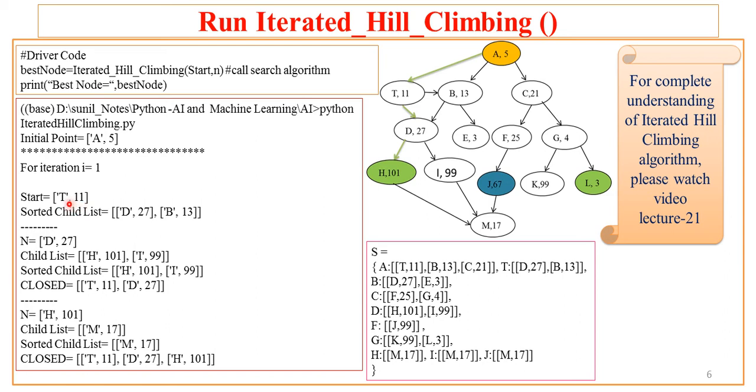Now the child nodes of T are B and D. Let us focus here on B and D. B has heuristic value 30 and D is 27, but the list is sorted, so in the sorted list D will be at the front and B will be the next element. Now in the next iteration our current node will be D. Let us focus here where I am pointing in this graph. For D there are two child nodes, H and I. Again that list will be sorted, so H will be at the front.